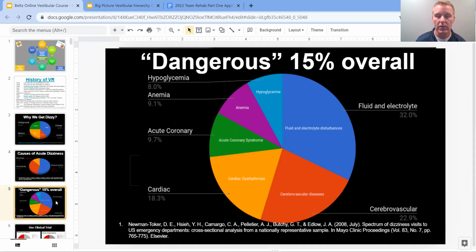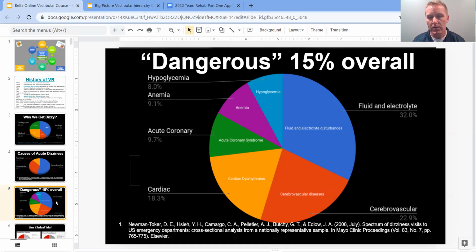The dangerous cases are the ones we worry about the most. As you can see, about 9.7% of the time, it's going to be due to acute coronary syndrome. About 18.3% of the time, it's going to be cardiac. About 23% of the time, it's going to be cerebrovascular disease.